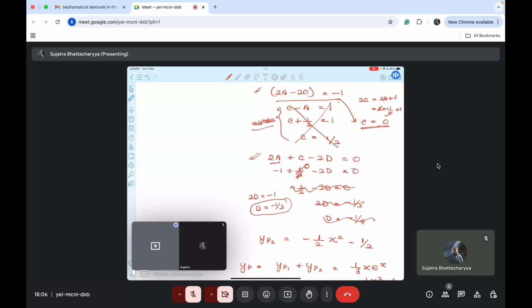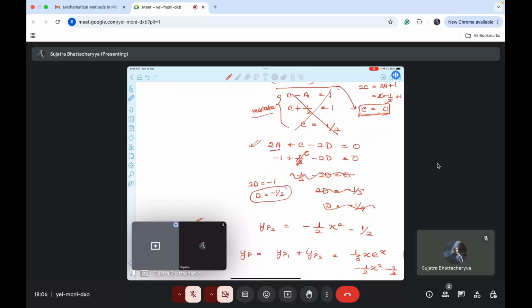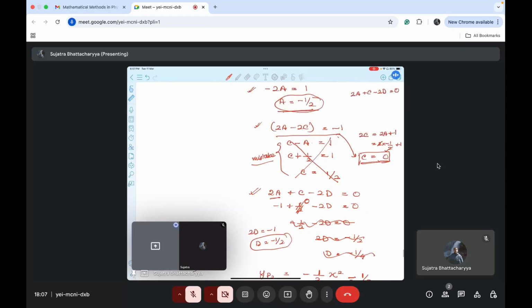So what are the three things we have got? c is equal to 0, a is equal to minus half, and d is equal to minus half. Therefore, yp2 is ax square, that is minus half x square, minus half, because the cx is 0. So that's what we have put here. Okay. So there is a mistake which I have made here. That is the issue, because you can see clearly that c minus a is not equal to 1. It has to be equal to half. Then only it will be the right way of looking at it.